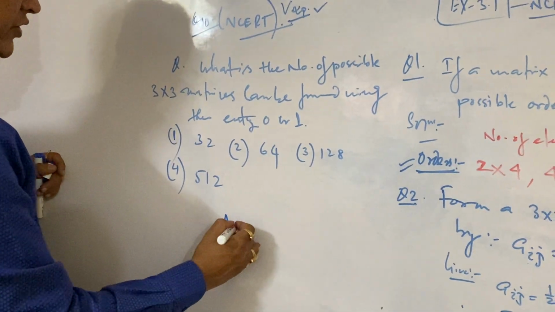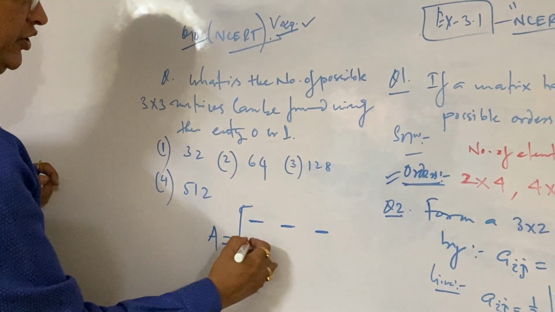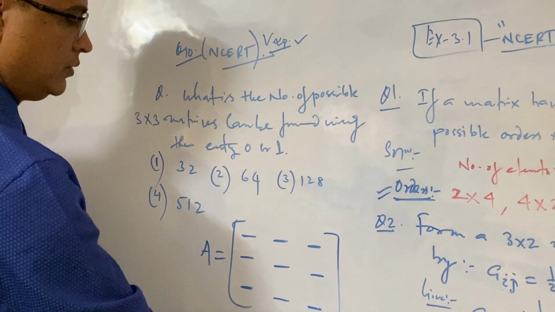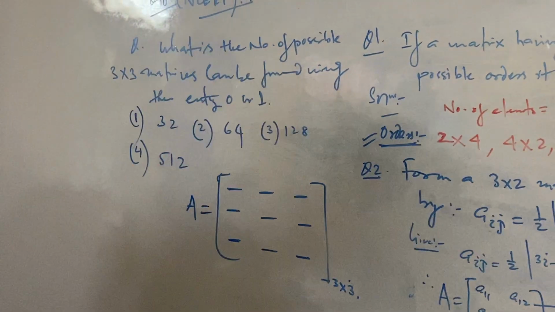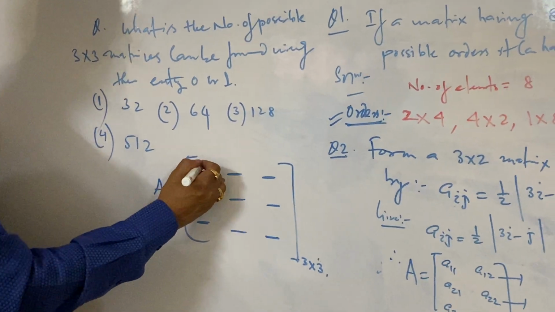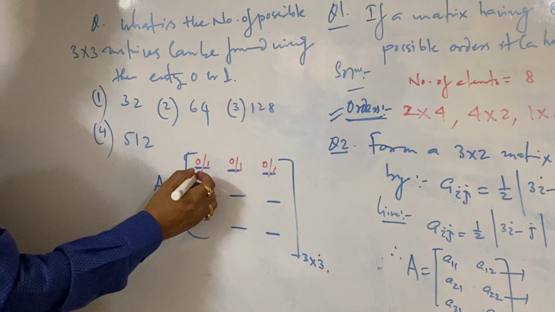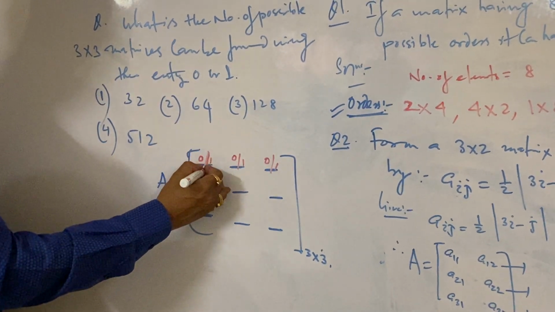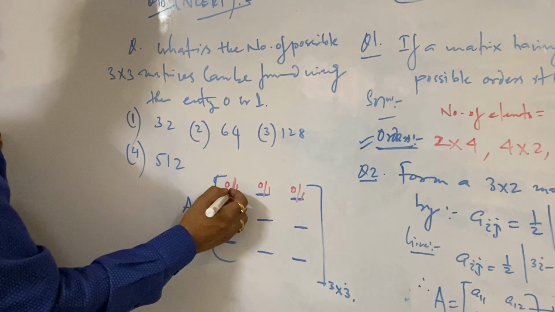Suppose A is a matrix of 3 by 3, so 3 by 3 means there are 3 rows and 3 columns. So this is the 3 by 3 matrix. And we want to put each entry with 2 terms, either 0 or 1. We can put either 0 or 1, either 0 or 1, either 0 or 1. That means each element we can put in 2 ways. Each element can be put in how many ways? 2 ways.